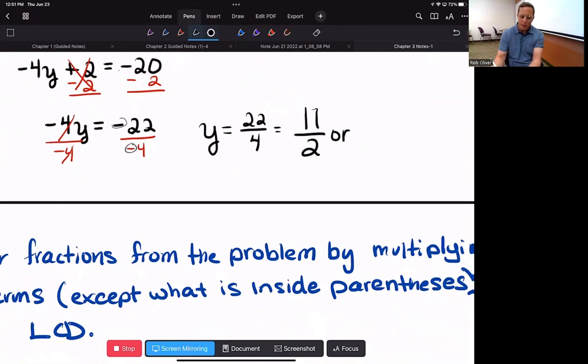And that's fine. I mean, if you want to write 5.5, you could do that. It doesn't matter. You can do it either way.